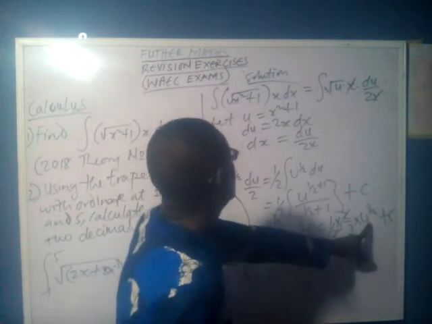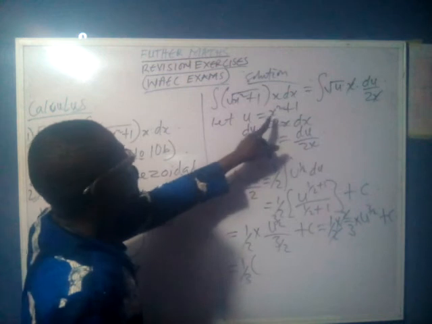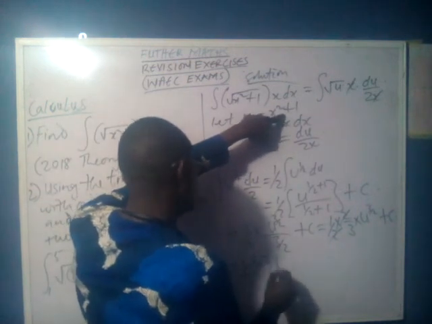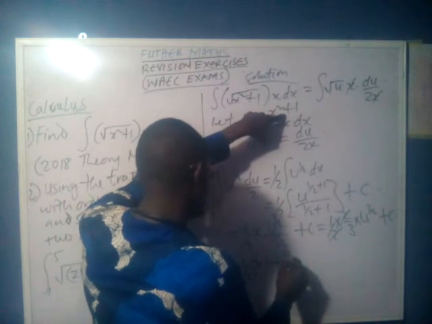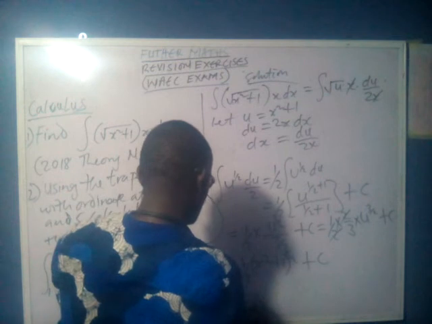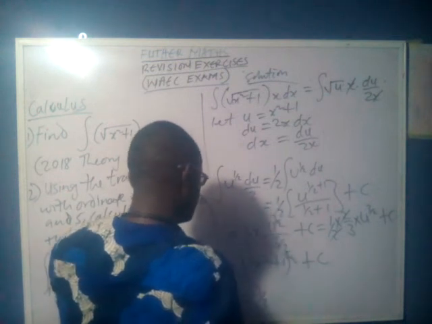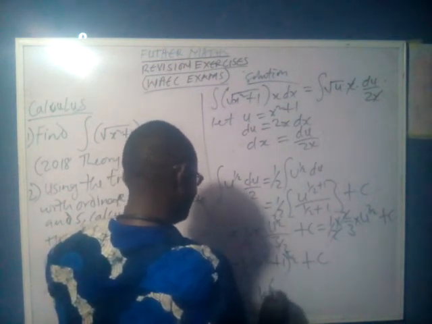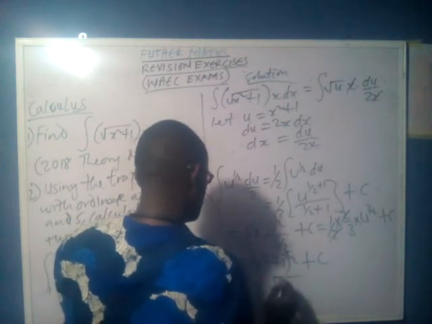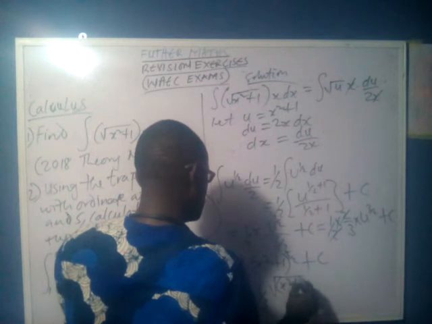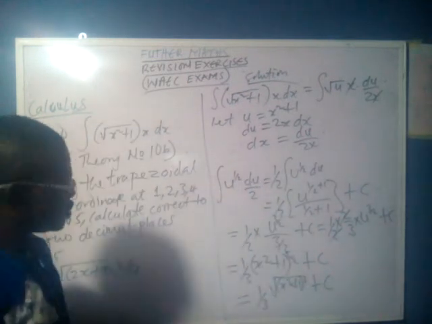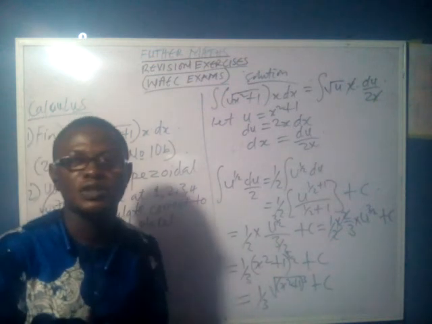Now we can replace our u with what we hid inside it. So we have x squared plus 1 raised to power 3 over 2 plus c. So finally we have 1 over 3 into the square root of x squared plus 1 raised to power 3, plus c. So that gives us the final result.